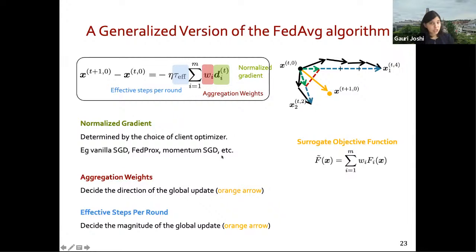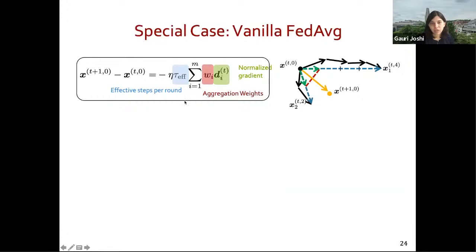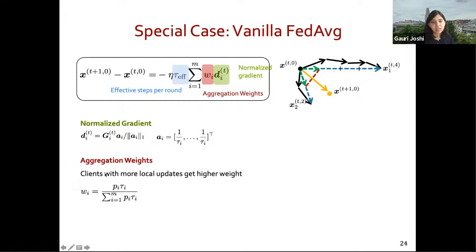So there are several special cases of this generalized algorithm. One special case is just vanilla federated averaging, where the normalized gradient corresponds to a_i being 1 over tau for all the elements of the gradient vector. And the aggregation weights in the case of vanilla federated averaging end up being this. This is the weight applied to the normalized gradient. That's why instead of p_i, we have p_i tau_i in the numerator. And the effective steps per round is just the weighted average of the local updates that are done at different clients.